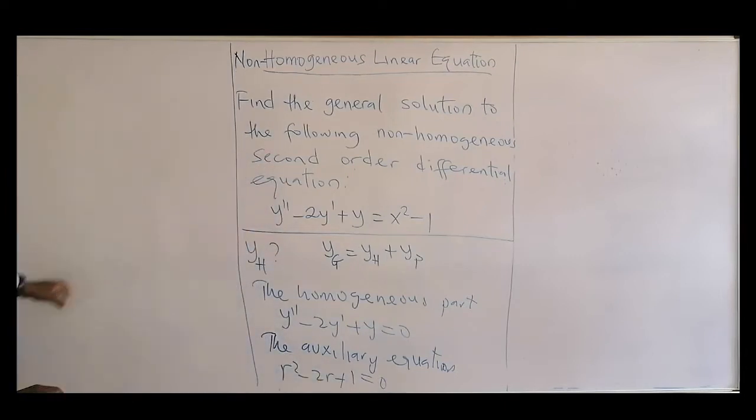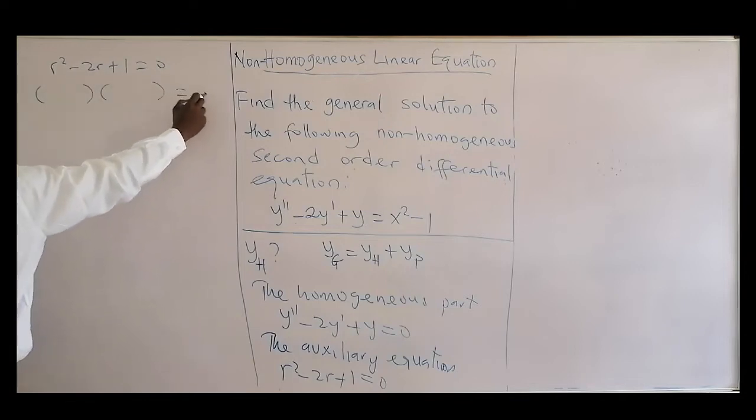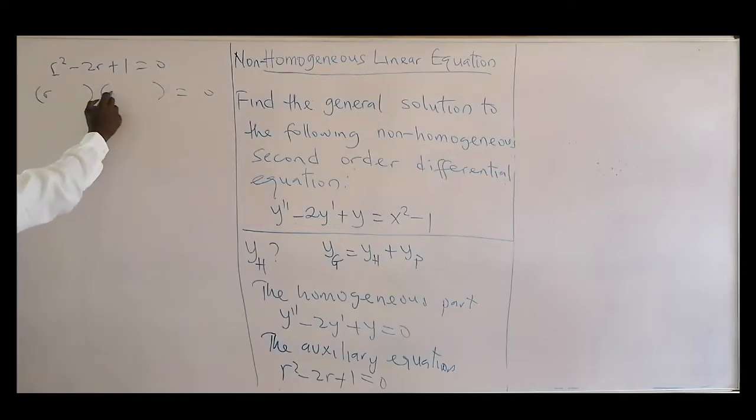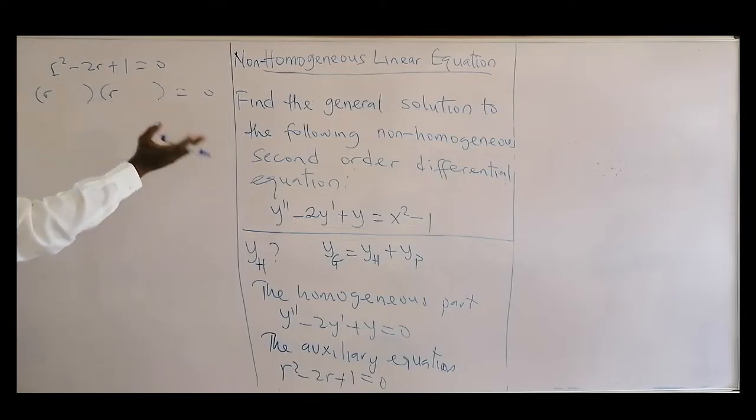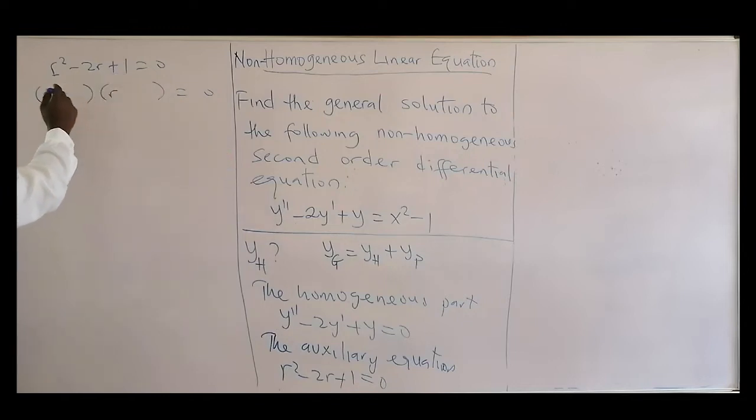Then we can factorize this: r squared minus 2r plus 1 equal to 0. Pair this one, 1 here, 1 here, factors of 1 are 1 and 1. So how do you use your 1 and 1 to get minus 2? That's minus 1, minus 1. And when you multiply those two factors, you get back your plus 1: minus 1 times minus 1.